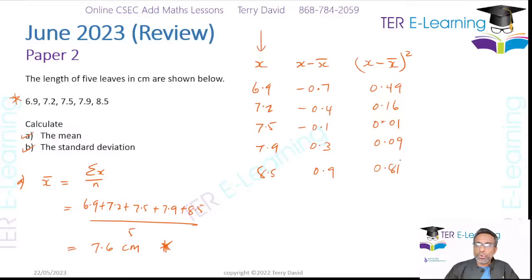So what we need to get from this table is the sum of this column. That is 0.49 plus 0.16 plus 0.01 plus 0.09 plus 0.81, and you're going to get 1.56. That's what we get, 1.56. I hope that's making some kind of sense to you all.